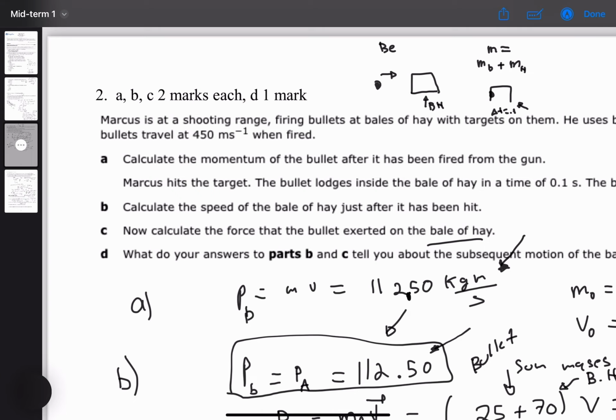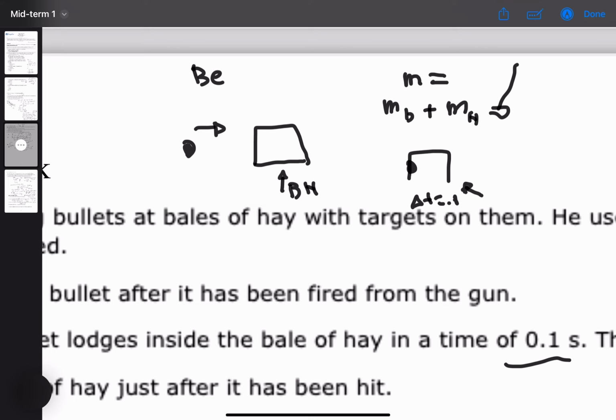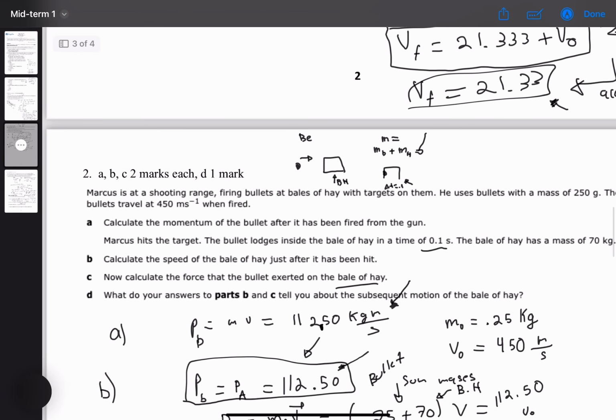So the information that this problem is telling me is that for this period of time of 0.1 seconds, this is what happens to the two objects. They are colliding and they are together. So for this period of time, we will consider the mass as the sum of both the masses, the mass of the bullet plus the mass of the bale of hay. And also for solving letter B, we must remember conservation of momentum.